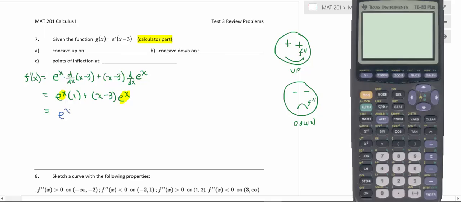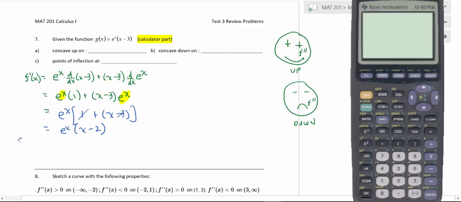So let's take e to the x out. You're going to be left with 1 plus x minus 3. So that's how the factoring goes. So that is going to be e to the x. So you can put together 1 minus 3 and then you get x minus 2 like that. So that's your first derivative.